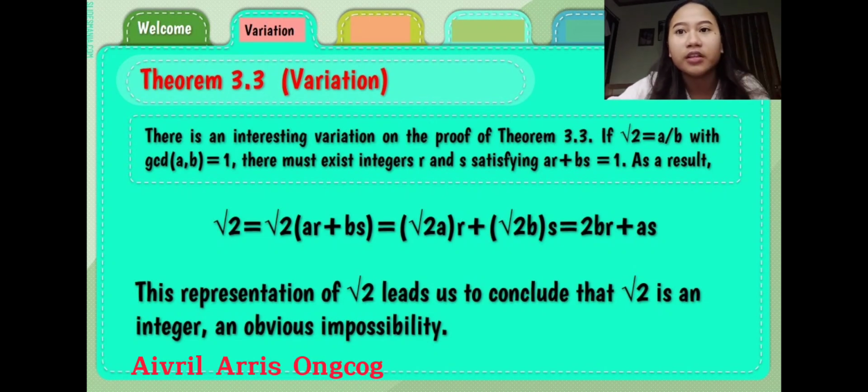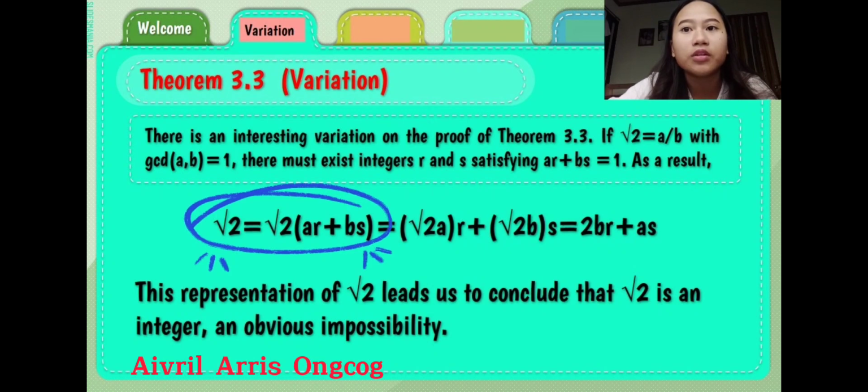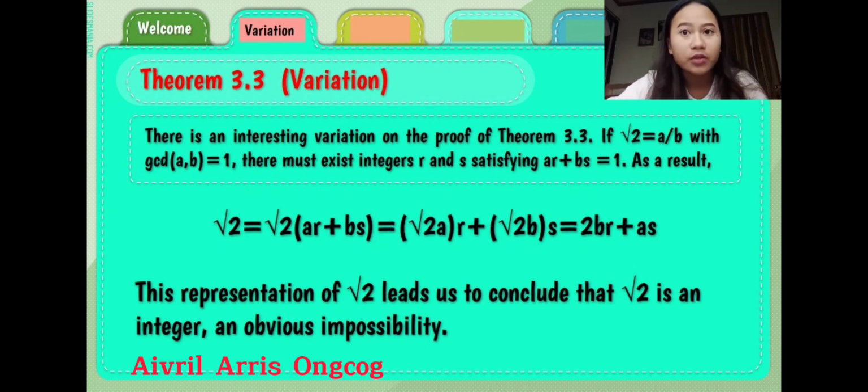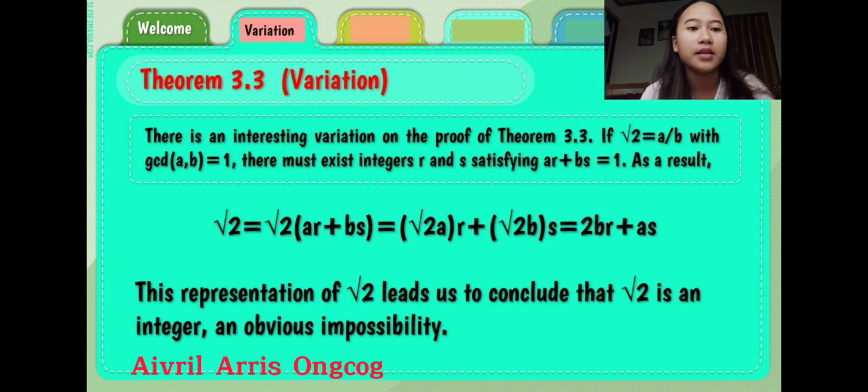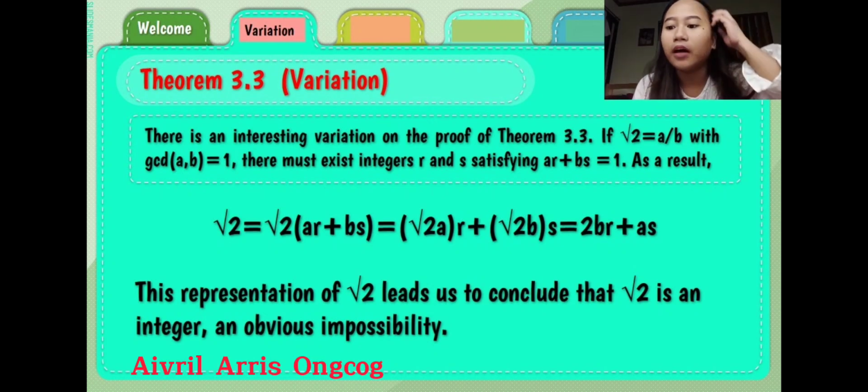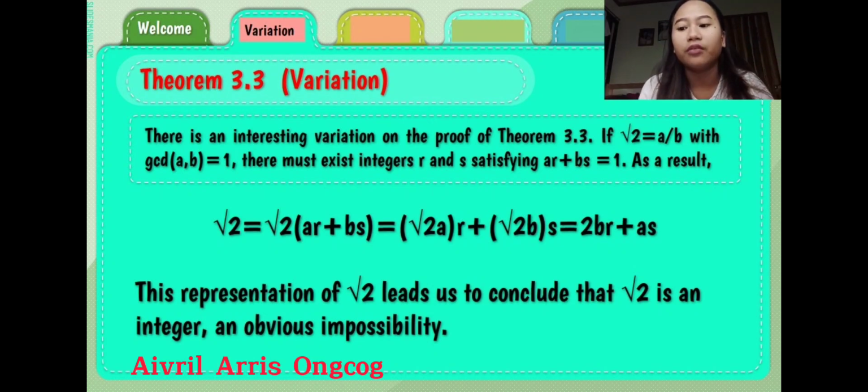Notice here that the square root of 2 equals, because we added integers r and s to satisfy ar plus bs, so the square root of 2 times ar plus bs equals, using the distributive property, the square root of 2a times r plus the square root of 2b times s, and that will be equal to 2br plus as. Okay, that is our cross multiplication from earlier.